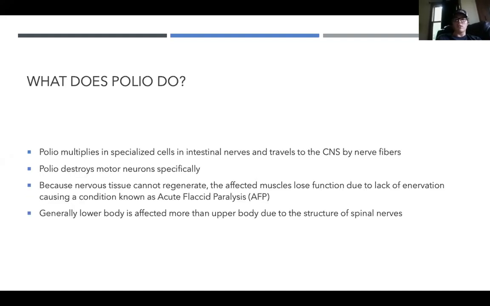What it centrally does is multiply in specialized nerve cells and in the intestines, and will travel to the CNS, and it will do programmed apoptosis and destroy motor neurons specifically, and that'll cause resulting syndromes. It can cause a form of meningitis. It can cause complete paralysis. It can cause respiratory distress and death because of that. Generally, most things seen with PPS are in the lower body because spinal nerves grow up the spinal cord, and it's going to travel and hit those lower spinal nerves first. So your legs would be affected more so than the torso.